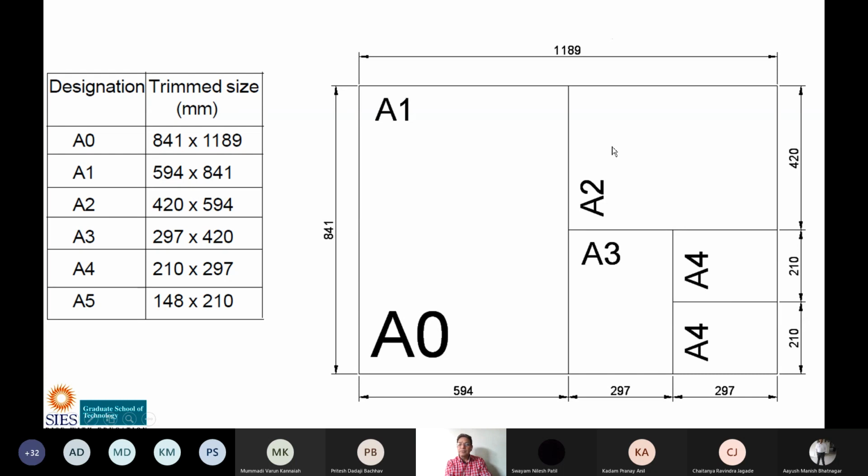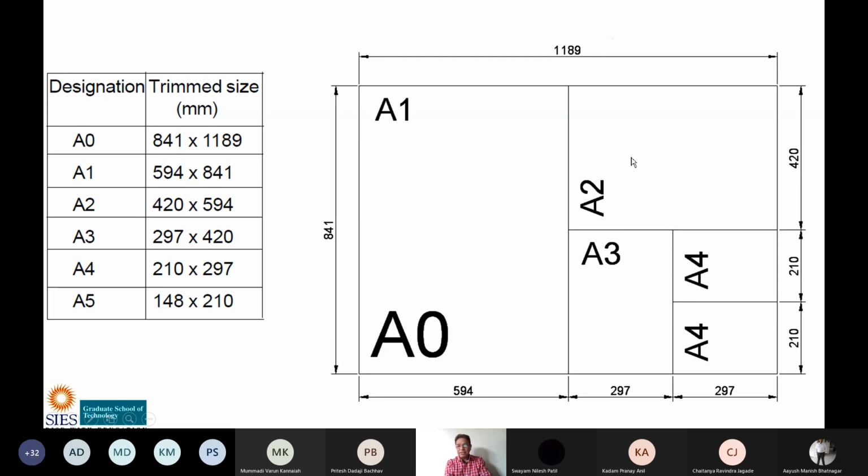Two A3 sizes together make A2 size. You can see A2 size: 420 as it is in the table, and 297 into 2, that is 594. When I talked about the half imperial drawing sheet, that half imperial drawing sheet is this A2 size. Got it? A2 size.